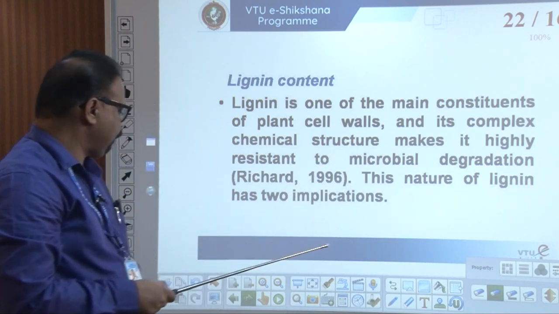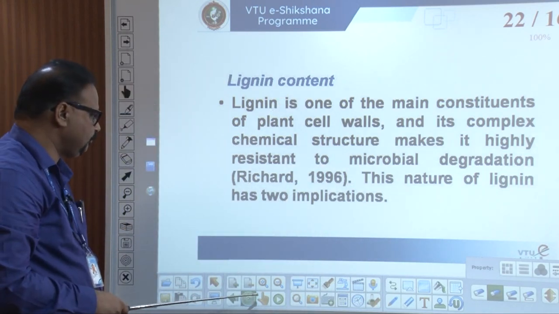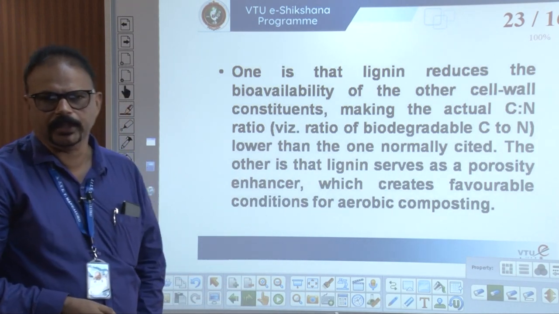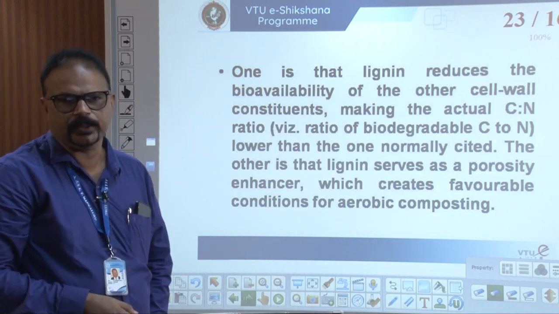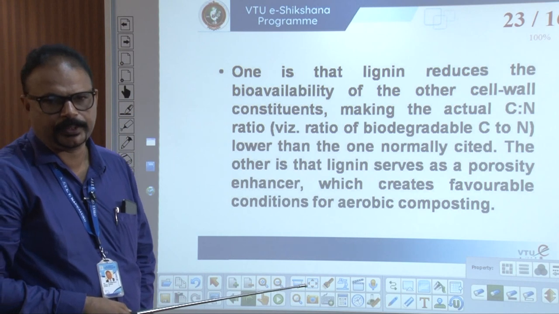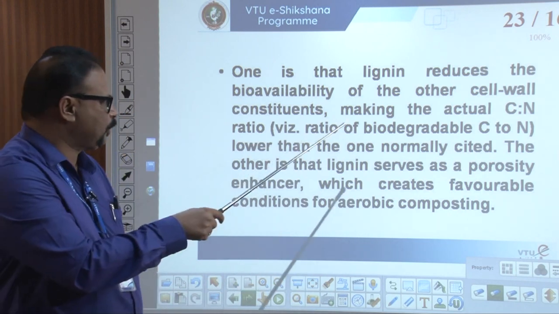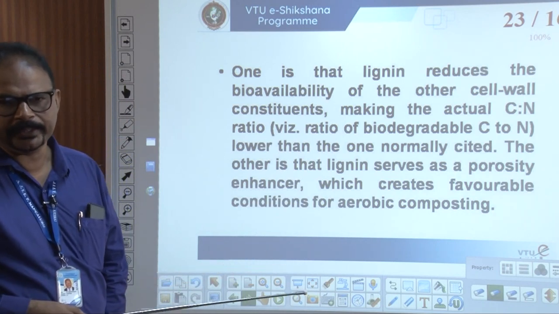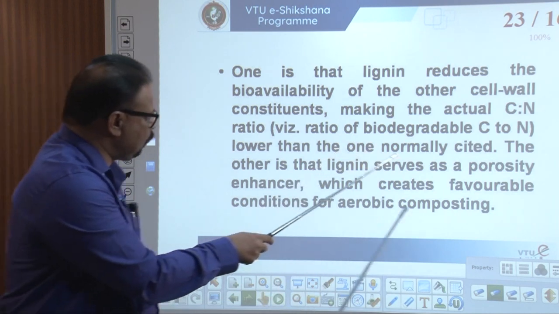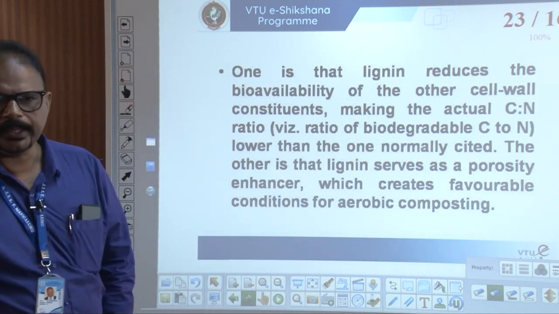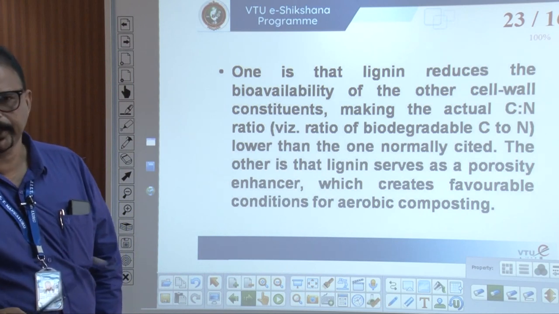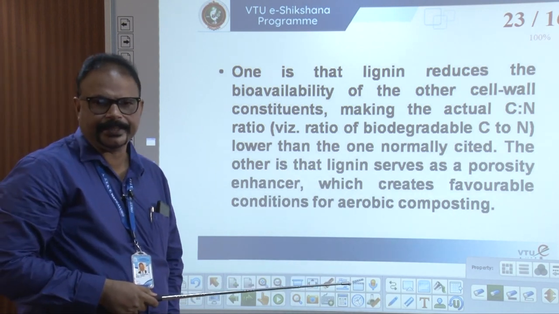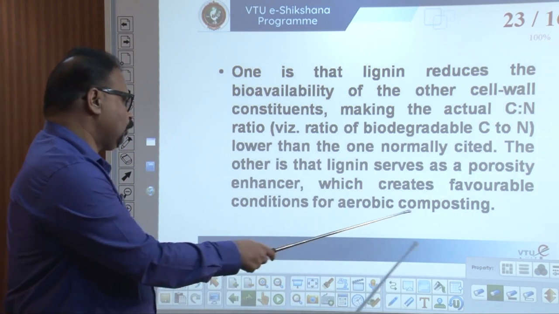One by one we will go, two types. One is that lignin reduces the bioavailability of the other cell wall components, making the actual carbon to nitrogen ratio, that is the ratio of biodegradable carbon to nitrogen, lower than normally cited. The other is that lignin serves as a porosity enhancer, which creates favorable conditions for aerobic composting.